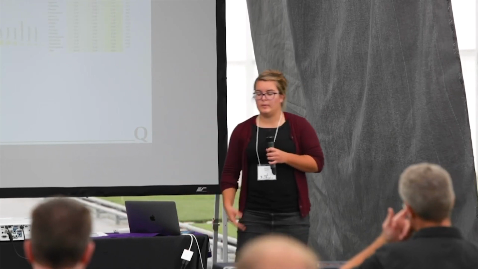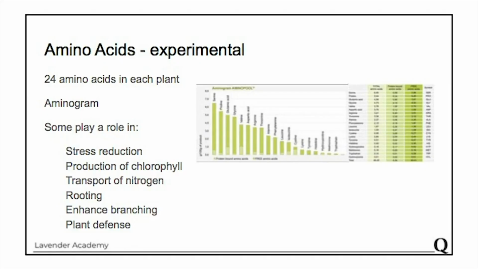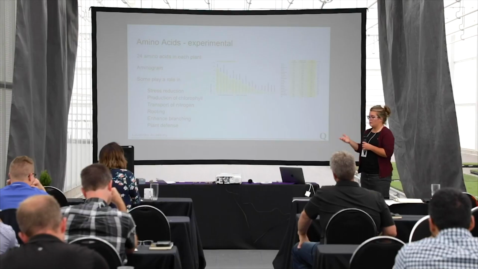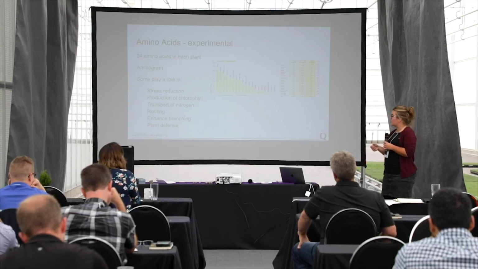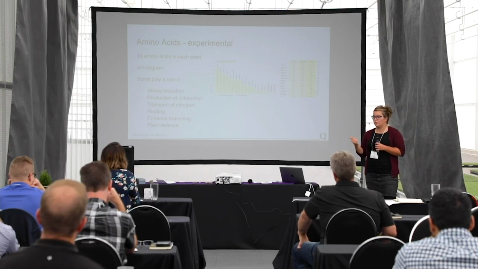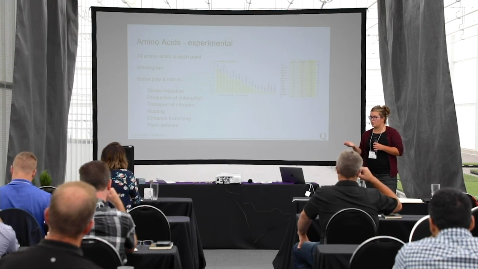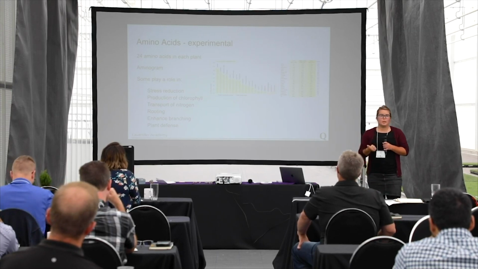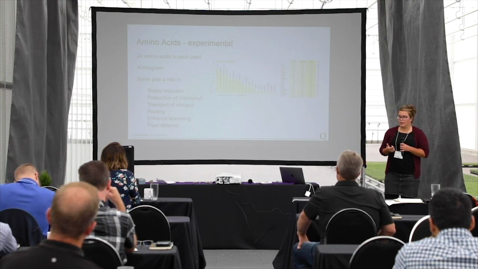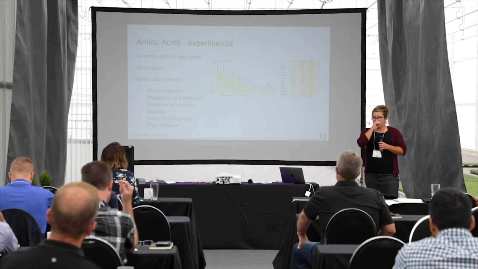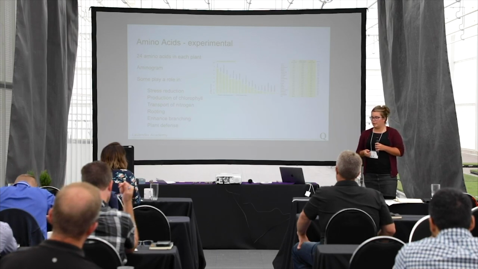We've also experimented with some amino acid products this year. There's 24 amino acids in each plant. 22 of them are known to be very plant essential. The aminogram pictured here is an example of what that could look like. It shows you the different amino acids in the product as well as their concentrations. Some of them play a role in stress reduction, branching, transport of nitrogen, rooting initiation, and plant defense.